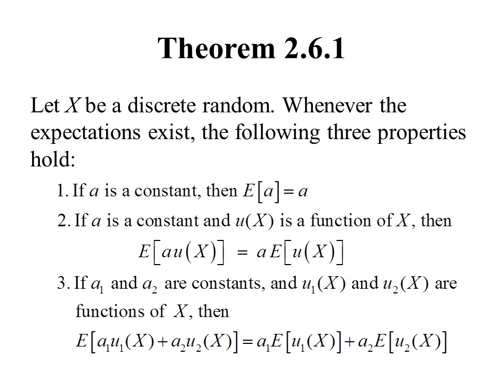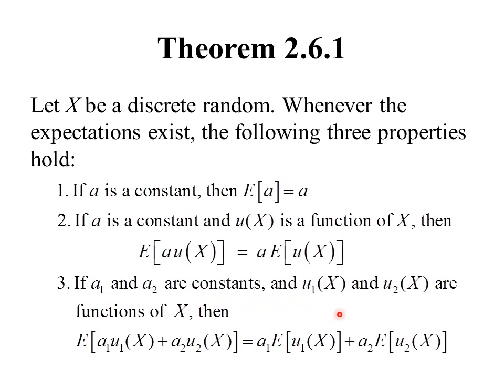Number 1, if a is a constant, then the expected value of a equals a. Hopefully that makes sense. The expected value of a constant should be the value of that constant. Second, if a is a constant and u is a function, then the expected value of a times that function is equal to a times the expected value of that function. So in other words, we can pull a constant out front, just like we can pull a constant out front of an integral.